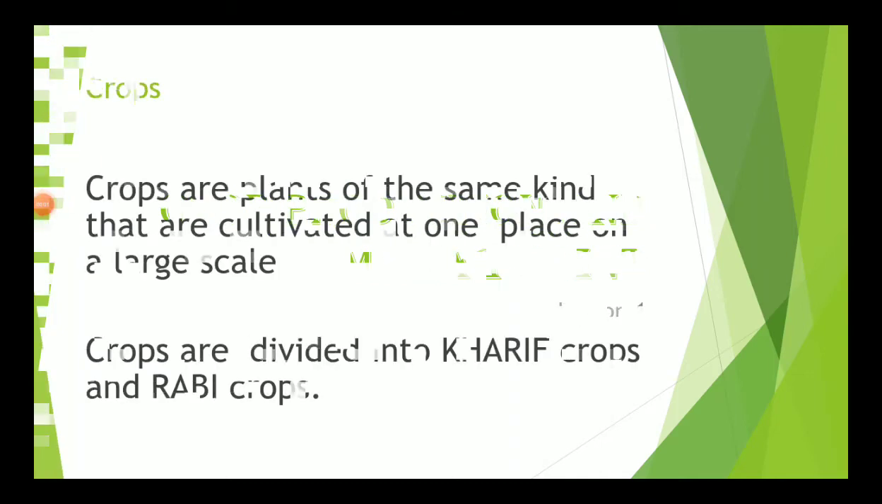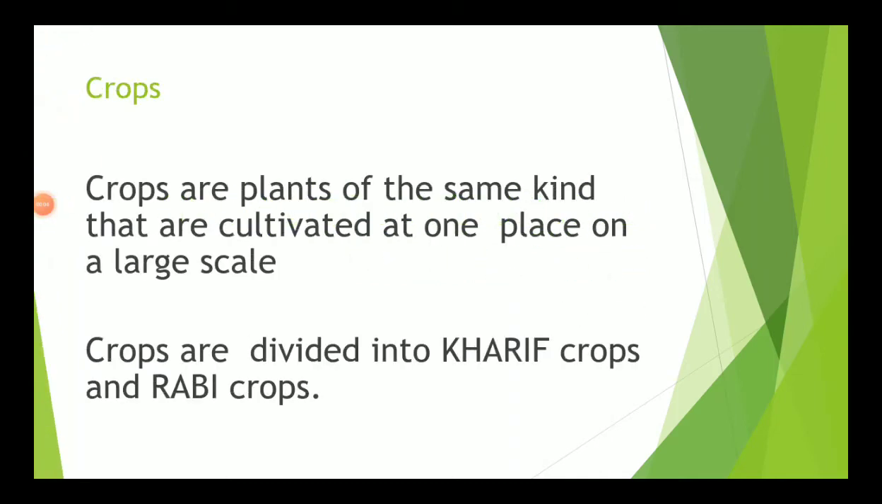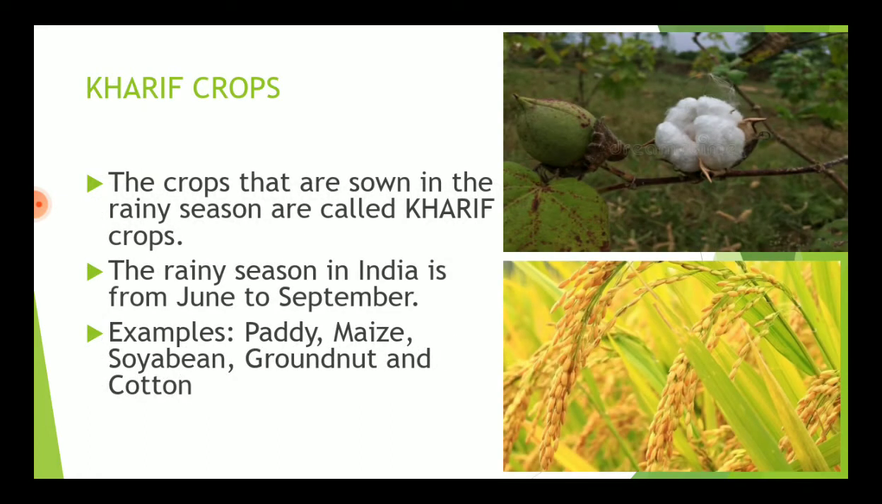Crop protection and management. Crops are plants of the same kind that are cultivated at one place on a large scale. Crops are divided into kharif crops and rabi crops. The crops that are sown in the rainy season are called kharif crops. The rainy season in India is from June to September. Paddy, maize, soybean, groundnut and cotton are examples of kharif crops.